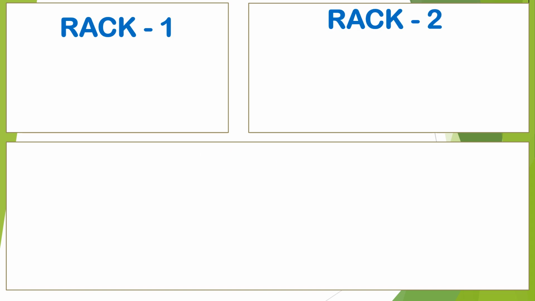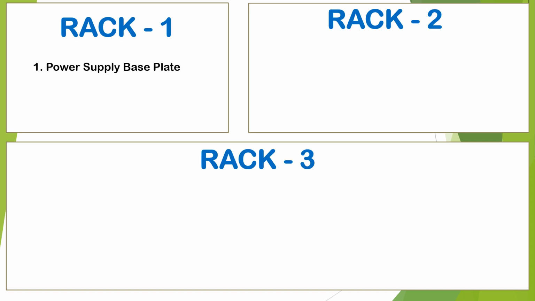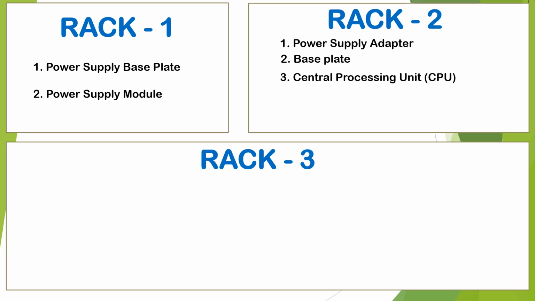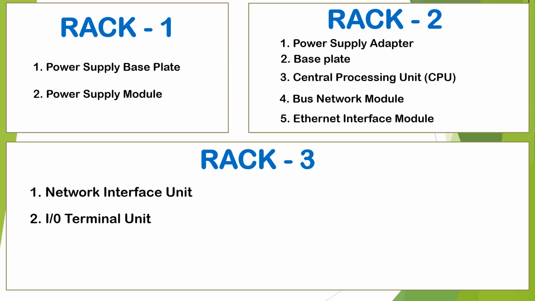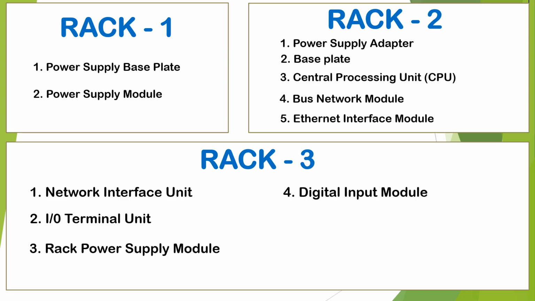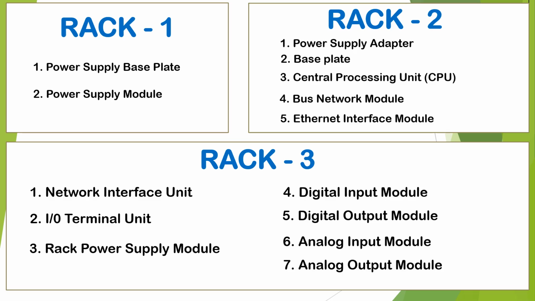To configure PLC hardware, we will prepare 3 racks labeled as Rack 1, Rack 2 and Rack 3. And in rack number 1, we have added power supply base plate and power supply module. In rack number 2, we have added power supply adapter, base plate, central processing unit, bus network module, Ethernet interface unit. And in rack number 3, we have added 7 components: network interface unit, I/O terminal unit, rack power supply module, digital input module, digital output module, analog input module, and finally analog output module.